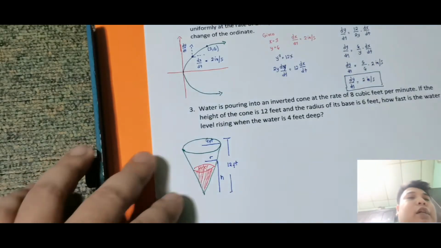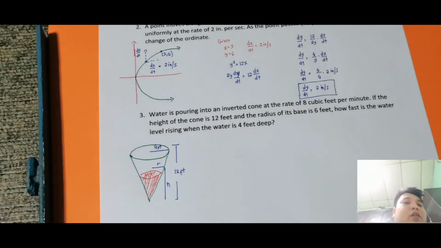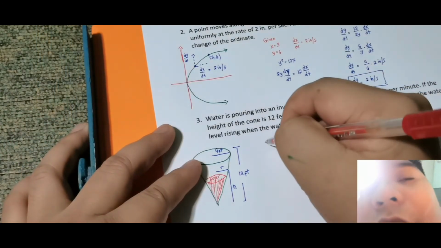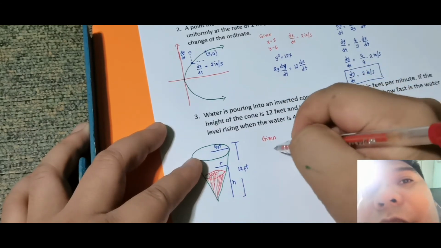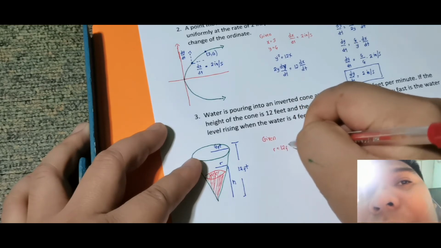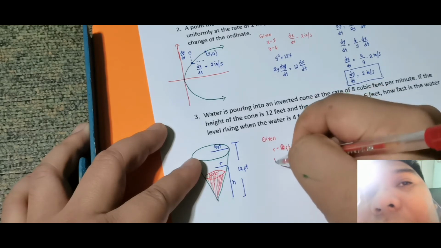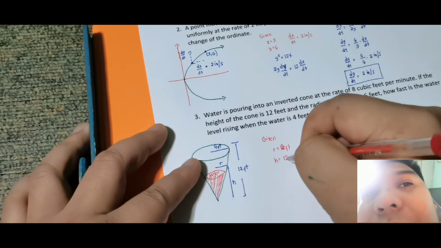Sir, ba't mo nilagyan? Habang nilalagyan natin to, kasi ang gusto natin i-compute is yung rate of change nito nung paglagay ng water sa loob. Okay? So, meaning, meron tayong mga given na ganyan. So, lagay ko lang yung mga given ha. So, given natin is radius nung cone mismo is 6 feet. Yung height, 12 feet. So, yung height ng buong malaking cone natin is 12 feet.